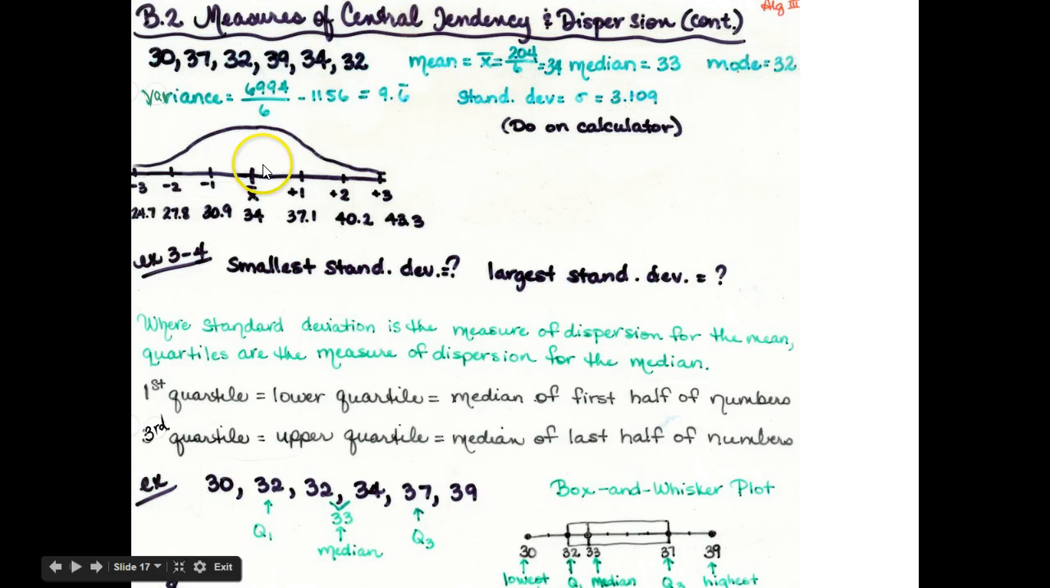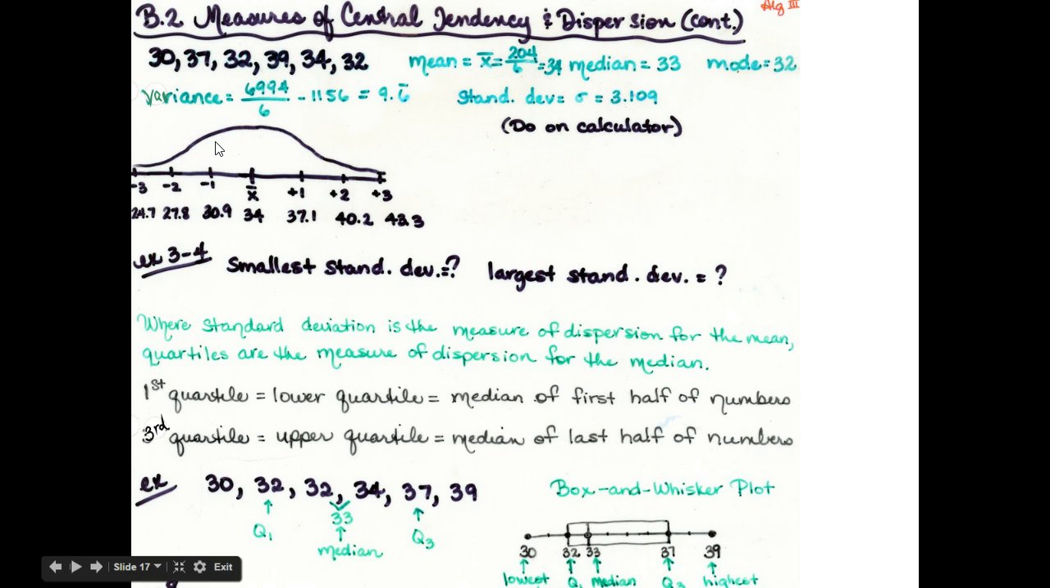I could do the same thing on the other side, where I subtract 1 standard deviation, and that would take me to 30.9. Subtract 2, that would take me to 27.8. Subtract 3 standard deviations, which means I've subtracted 3.1, 3.1, 3.1, that would take me to 24.7.